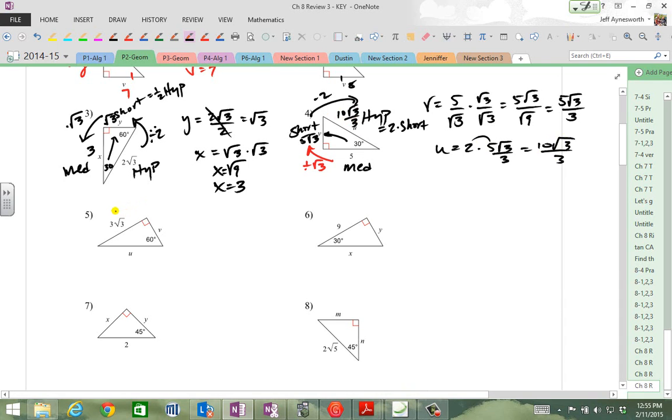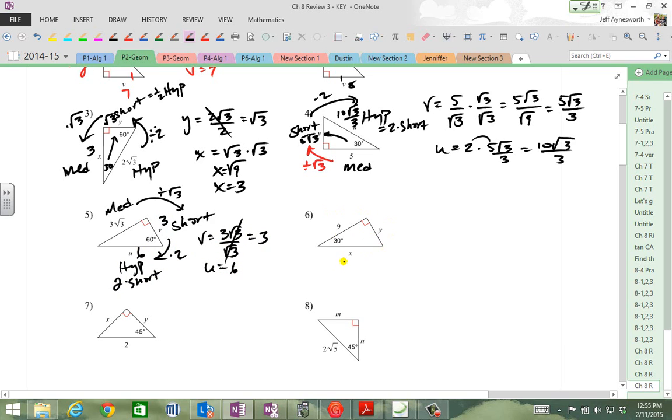All right, so let's keep practicing. You've got a medium length side here, a short side here. So to go from medium to short, you divide by root 3. So here v is 3 rad 3 divided by rad 3, which is just 3. Got to double it to get to the hypotenuse. The hypotenuse is 2 times the short. Got to memorize that, so times 2. Everybody should know that 3 times 2 is 6. So u is 6. Done.